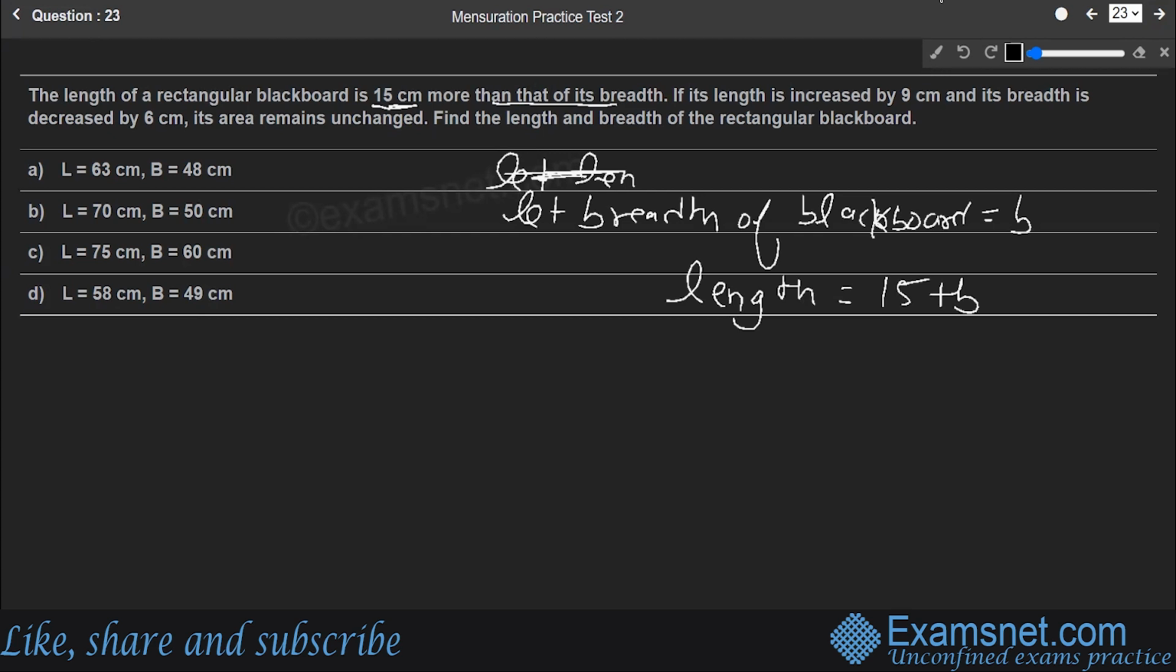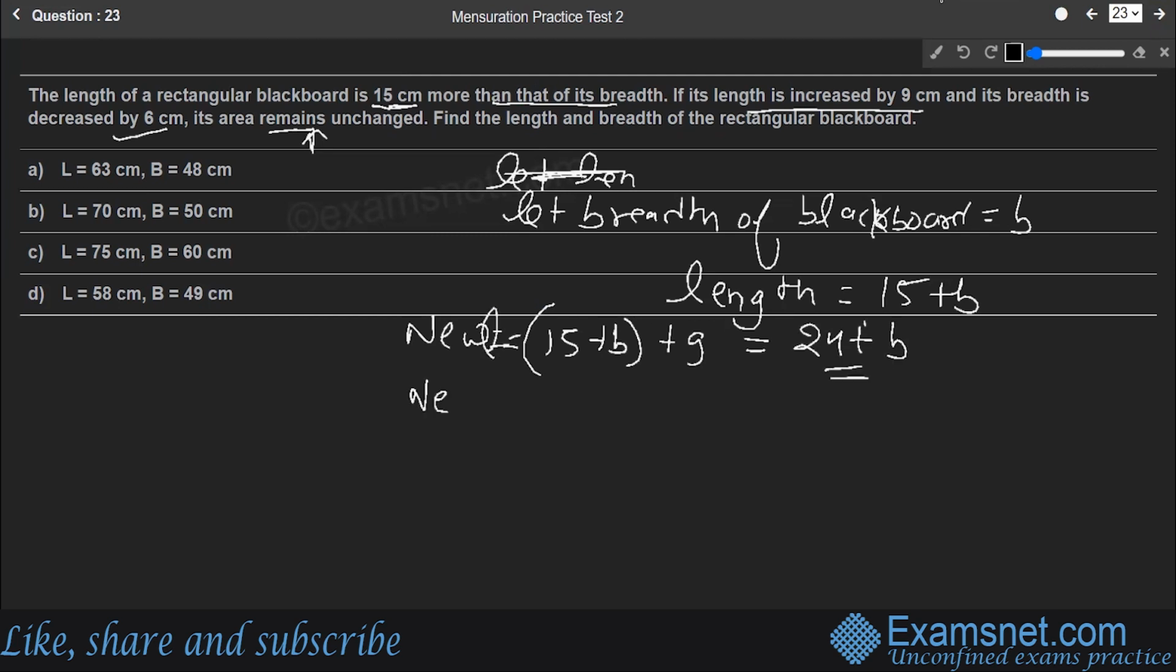Now if its length is increased by 9 centimeter and its breadth is decreased by 6 centimeter, its area remains unchanged. The length is increased by 9, so the new length will be the older length, 15 plus B plus 9, that is nothing but 24 plus B. Now let us find out the new breadth. He says the breadth is decreased by 6 centimeters, so the new breadth will be the older breadth minus 6. The older breadth was B, so it has to be B minus 6. So these are the new length and new breadth, and the old length and old breadth are these.